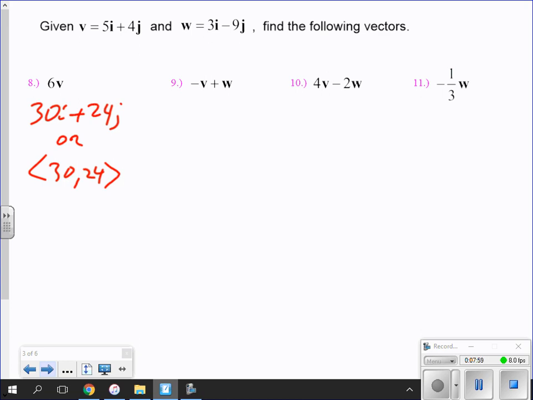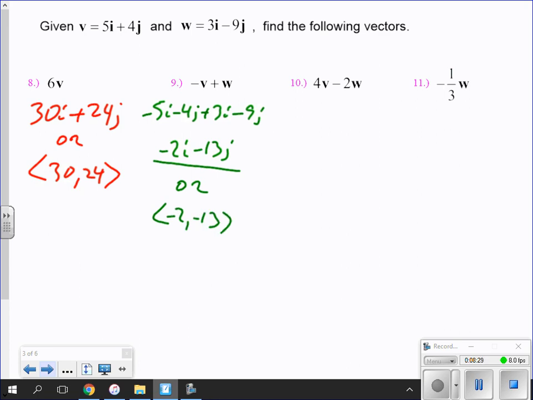Negative v plus w, same idea. Negative 5i minus 4j plus 3i minus 9j. Negative 5 plus 3, so I get negative 2i. Negative 4 minus 9 is negative 13j. So I either have it in this form, or I would have it as negative 2, negative 13.